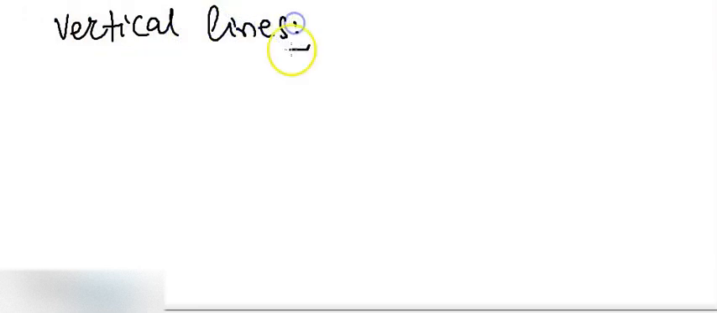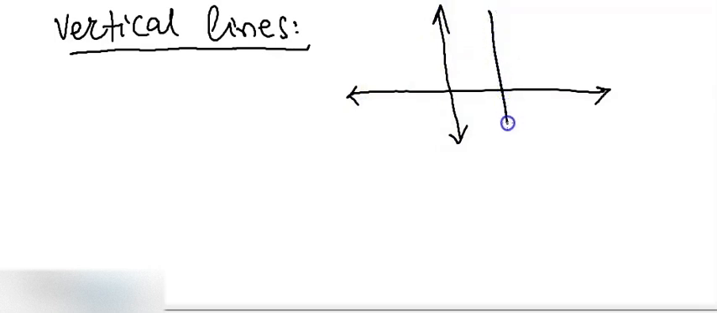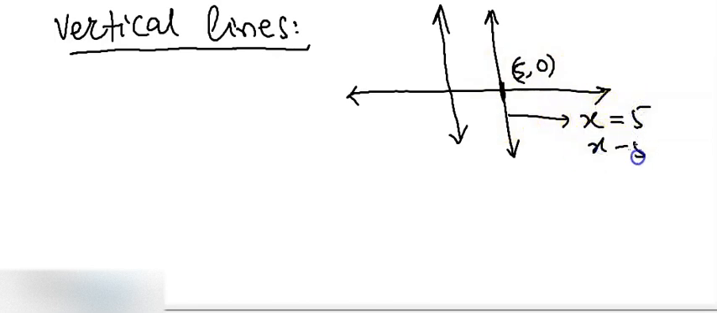Now I will discuss some more things related to lines. How to find the equation of vertical lines. Vertical line means the line which is parallel to the y-axis. Suppose we have these xy coordinates. Let's say there is a line that is going this way. Now this line is passing through some point over here. Let's say this point is 5 comma 0. So the equation of this vertical line is simply x equal to 5 or x minus 5 equal to 0.